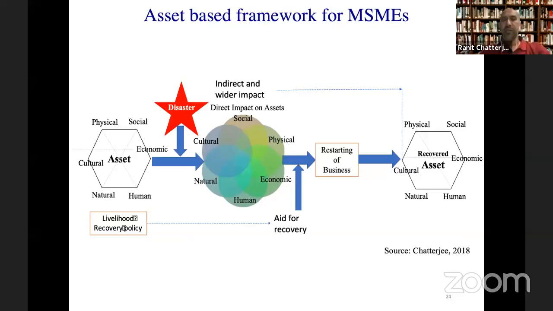So if you look at this framework, it talks about the pre-disaster losses, and then how a disaster would affect them directly, indirectly, or through wider impacts. There would be aid coming in, and how does that help in the business restarting, and then the whole process of recovery. So if you want to understand the whole recovery part of the MSMEs, this is the whole flow that has to be understood to realize how the recovery happens in different aspects, not only in financial terms or in physical terms.